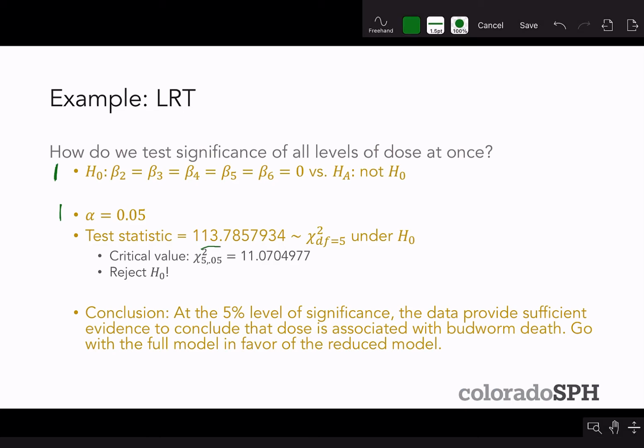And the critical value, which also was calculated in the previous slide, is about 11. So the test statistic is much larger than the critical value, so in this case we would reject the null hypothesis. And then you would conclude that at the 5% level of significance, the data provides sufficient evidence to conclude that dose is associated with budworm death. So in other words, you would go with the full model in favor of the reduced model in this case.